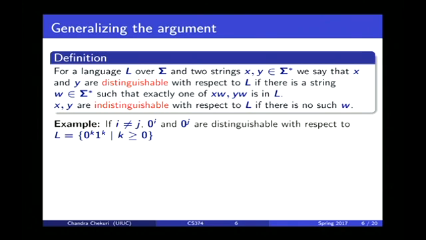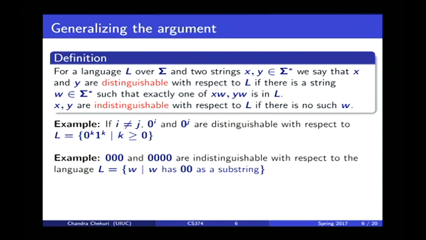Why is that? Because you have a 3-zero string and a 5-zero string, I can add 3 ones, right? And one of them is in L, the other cannot be in L, right? So for any i not equal to j, 0 to the i and 0 to the j are distinguishable with respect to this language. Is that okay? Definition is okay?